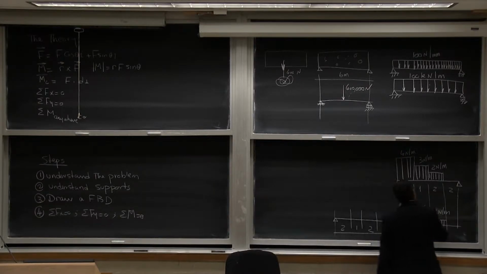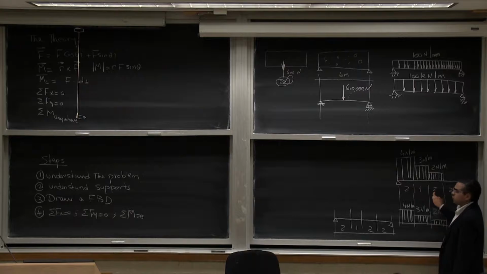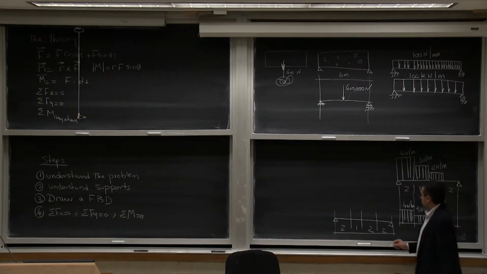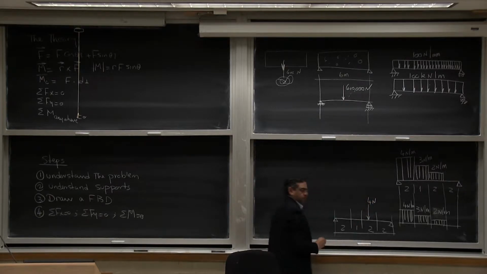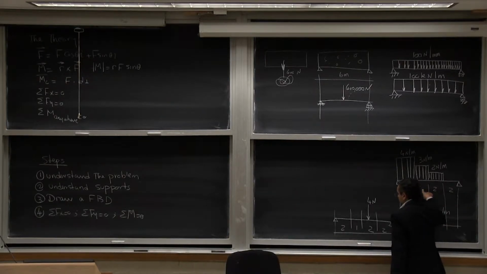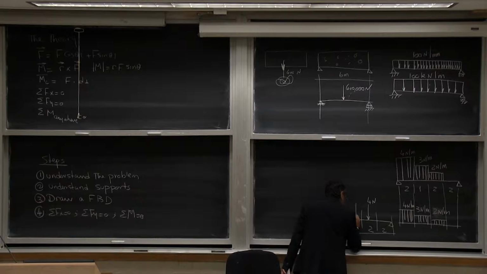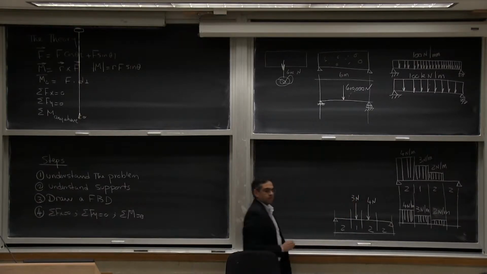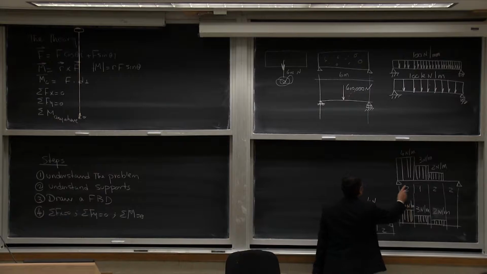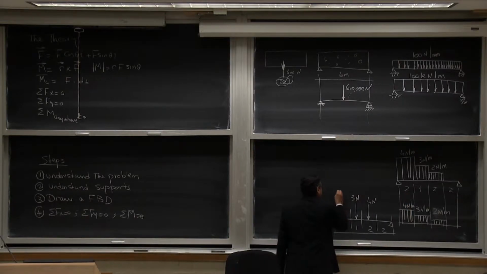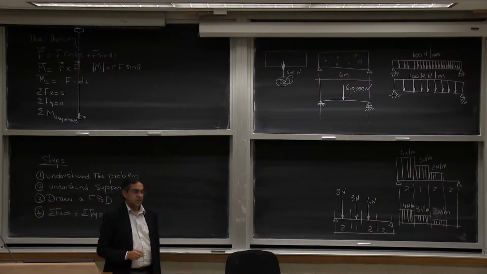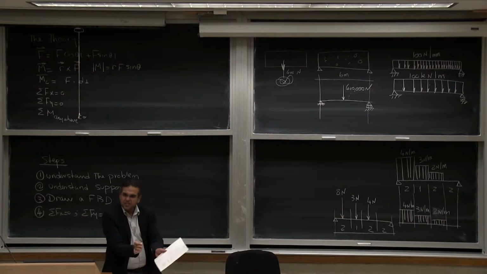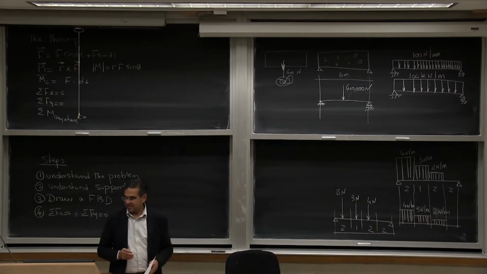I'll say 2 Newton per meter for 2 meters, that is 4 Newtons, and I'll put it here. Three Newtons per meter for 1 meter, that is 3, and I'll put it here. And then 4 Newtons per meter for 2 meters, that is 8, and I'll put it here. Okay? Now, notice I said every distributed load by itself. That would make my life easy, okay?